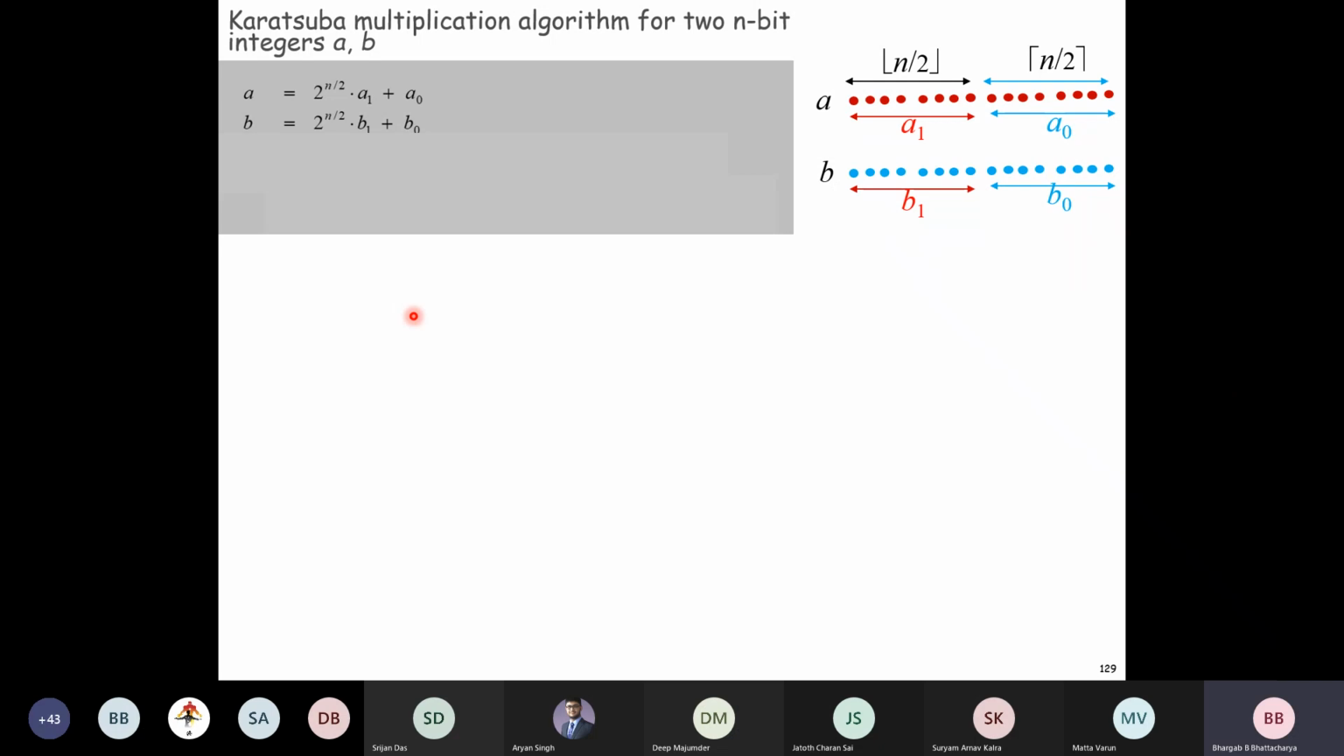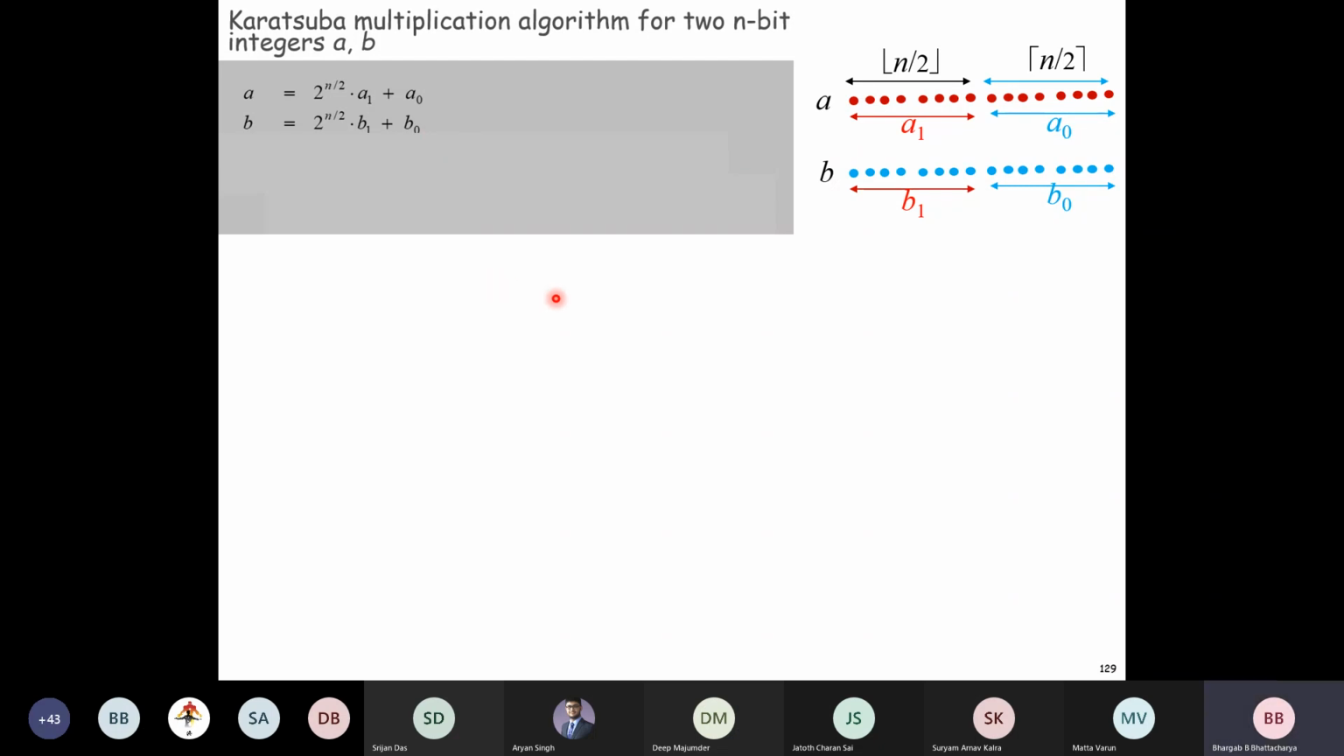Because the weight of the leftmost half should be raised by 2 to the power n by 2, right? Yes. So once you partition into A1 and A0 and B1 and B0, you can write the original number into this form, right? Where both A1, A0 and B1, B0 are n by 2 numbers. They are numbers of size n by 2 bits.